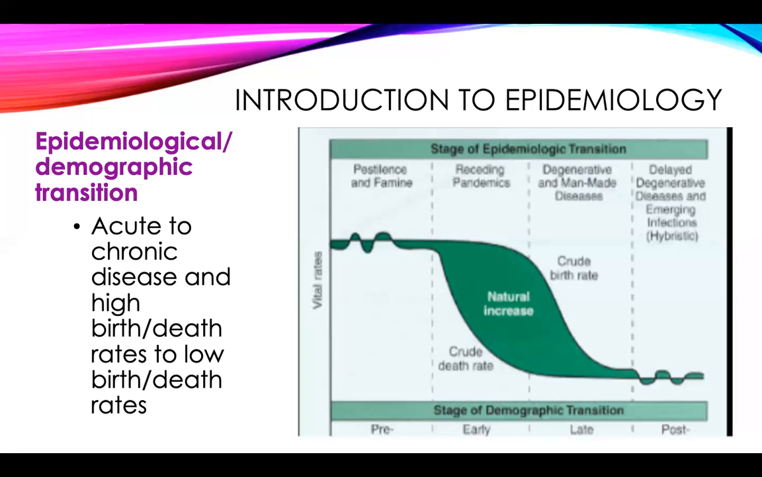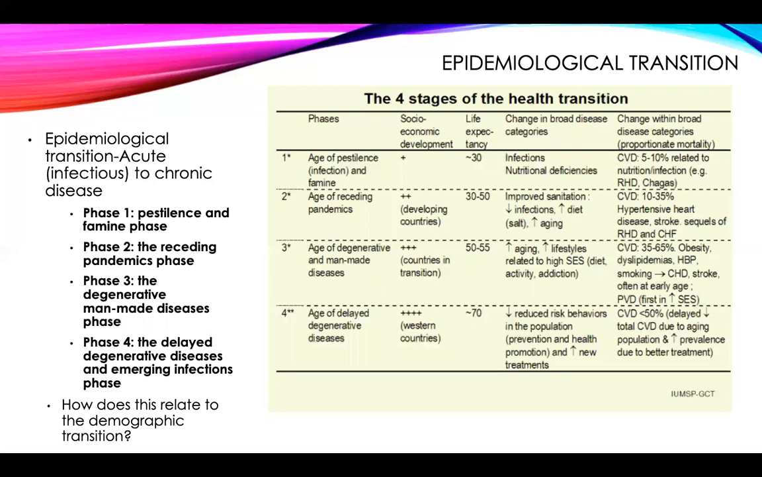And so let's break it apart. Let's talk about the epidemiological transition first, and then we'll talk about the demographic transition, and just understand that we often talk about these two as kind of coinciding with one another, mapped out on top of one another. So specifically looking at the epidemiological transition, we can think about it in terms of it being 4 stages of the transition. Phase 1, which is called the age of pestilence and famine.